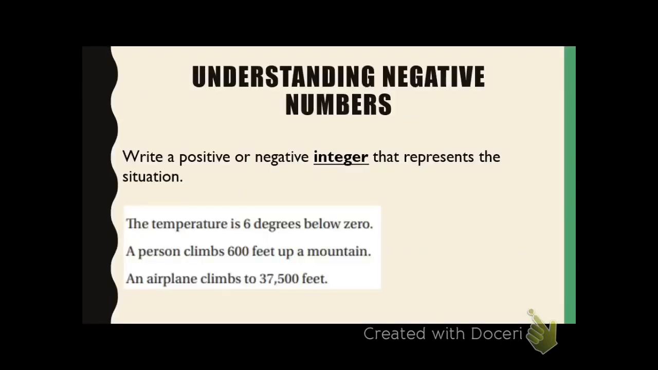All right. First, let's talk about understanding negative numbers. A negative number is any number that's to the left of 0. Okay, that's a negative number. And we know that the further left a number is, the less value it has. The further right it goes, the greater its value.